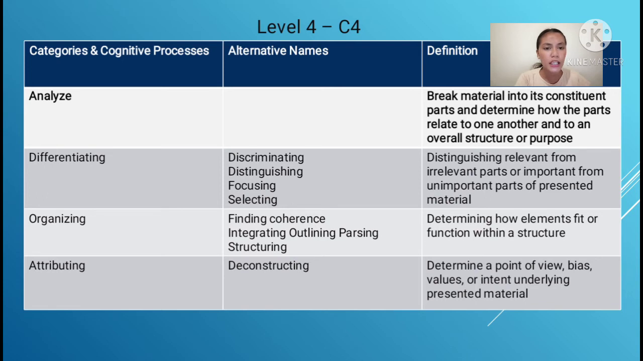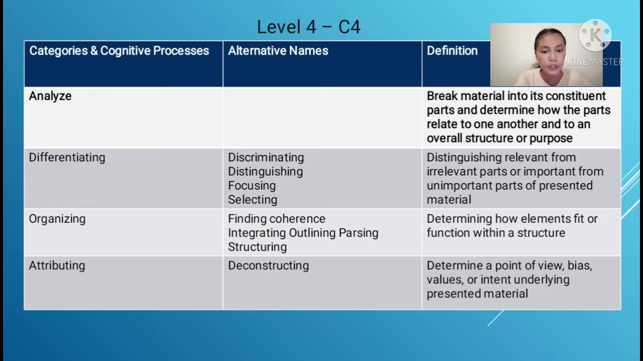In differentiating, its alternative names are discriminating, distinguishing, focusing, and selecting. Its definition is distinguishing relevant from irrelevant parts or important parts of presented material. In organizing, its alternative names are finding coherence, integrating, outlining, parsing, and structuring, which means determining how elements fit or function within a structure.